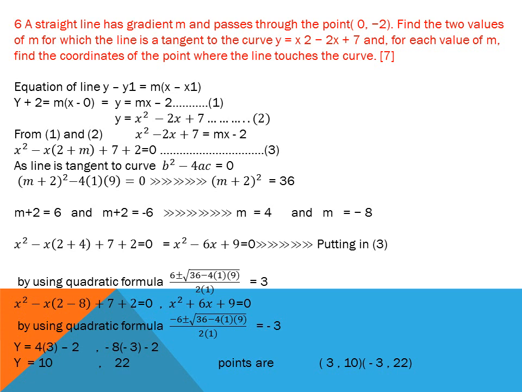When the line is tangent to the curve, it means the line cuts the curve at only one point. If there is only one solution, then we use the discriminant. Discriminant is equal to b square minus 4ac. So if there is only one solution, the discriminant should be equal to 0.